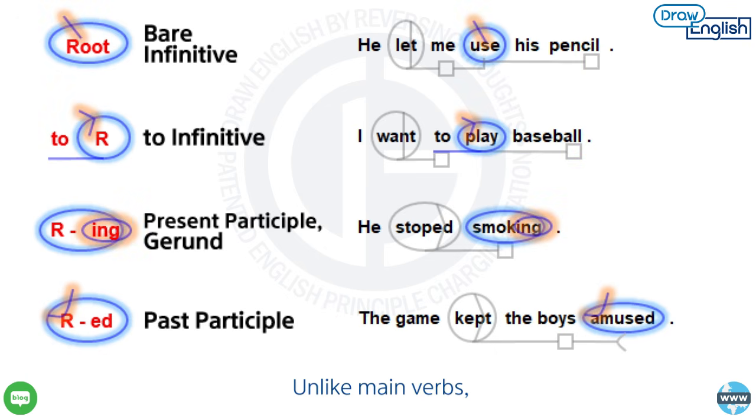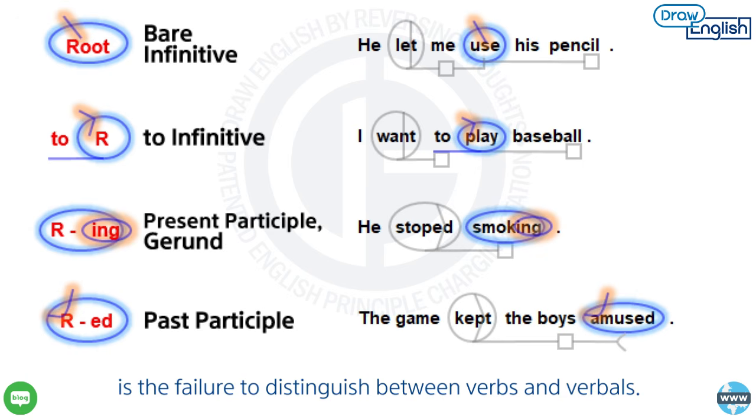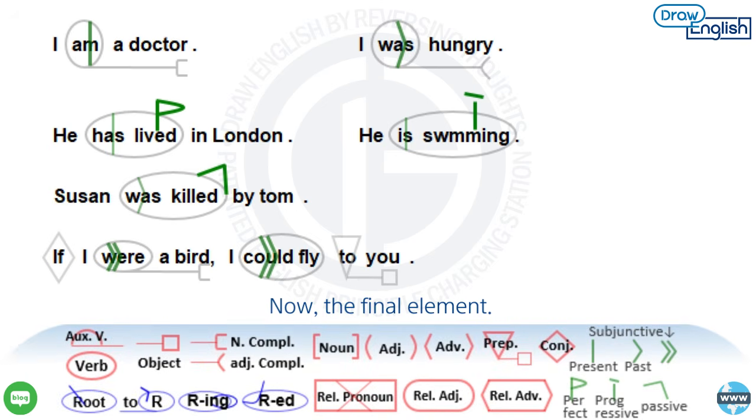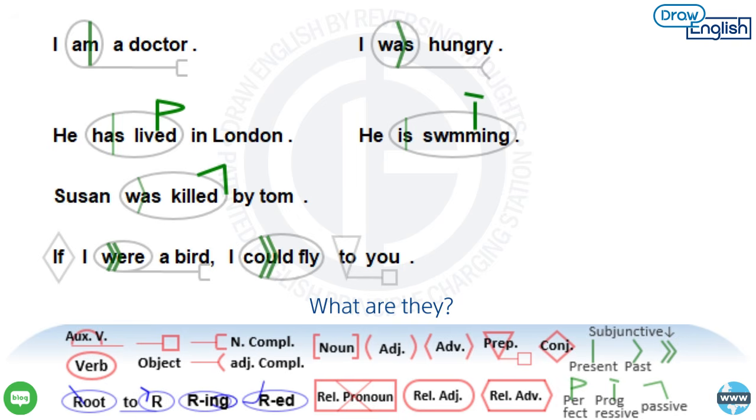Unlike main verbs, these verbals cannot have a formal subject and do not have the concept of tense. One of the main reasons why sentence analysis becomes difficult is the failure to distinguish between verbs and verbals. It's important to distinguish them clearly to avoid confusion, right? Now, the final element. The most important verb in a sentence has several grammatical attributes. What are they?